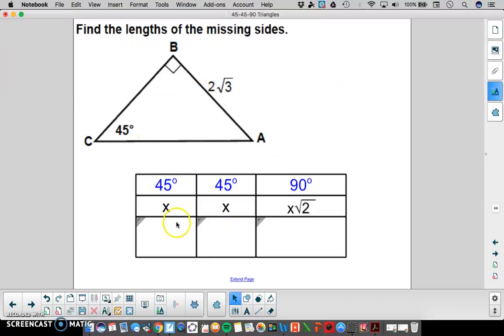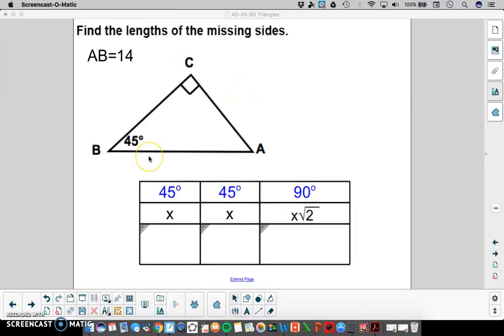I'd like you to try this example. Notice you're given one of the sides across from the 45. So that will be one of your legs. I also want you to try this example where AB is 14. Notice AB is the hypotenuse.